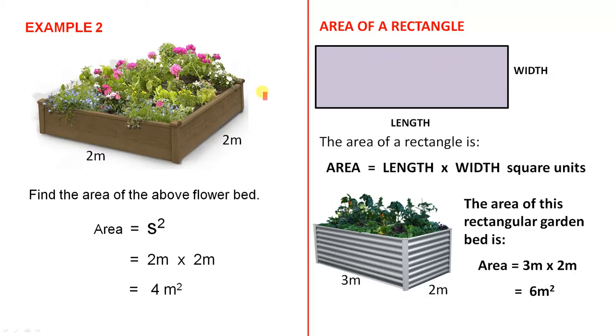Example 2. Find the area of the above flower bed. Now this is a flower bed in the shape of a square. So the area is S squared, which is 2 metres by 2 metres, which is 4 square metres.